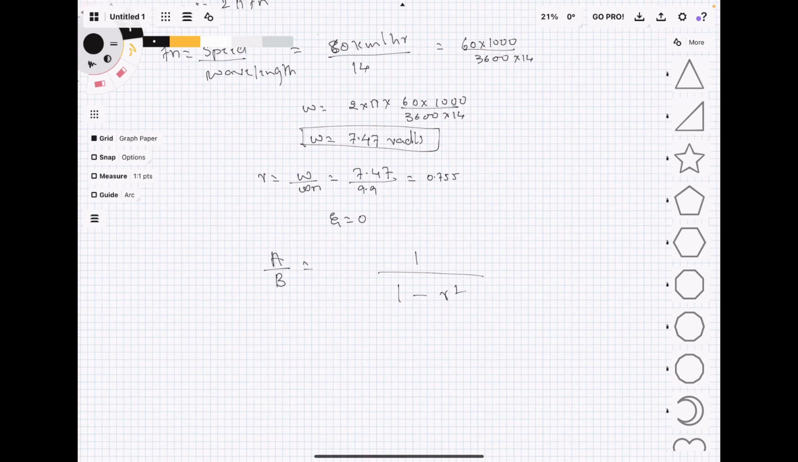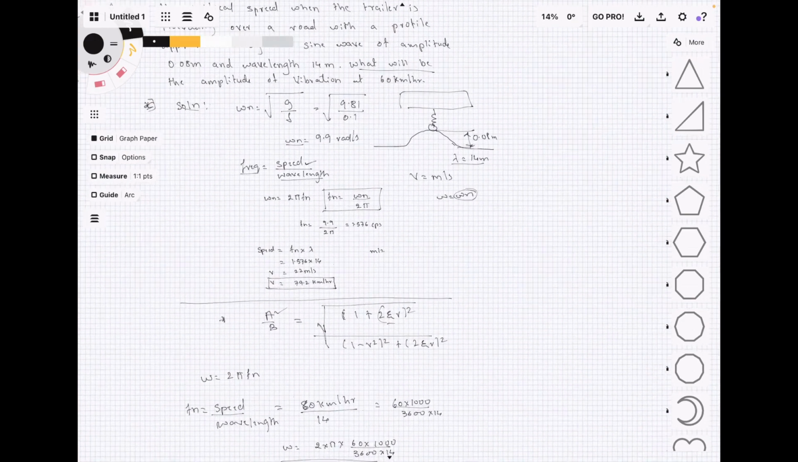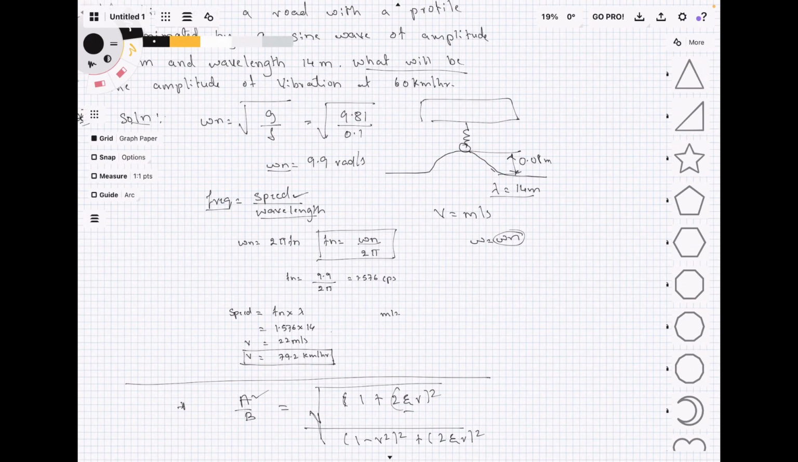So here the trailer value is mentioned, that is the base excitation is mentioned as 0.08 meter, which will be equal to 1 upon 1 minus 0.755 square. So just check it out, your amplitude will be 0.186 meter. So you need to remember this formula, how to get the value of V here. Simple it is.